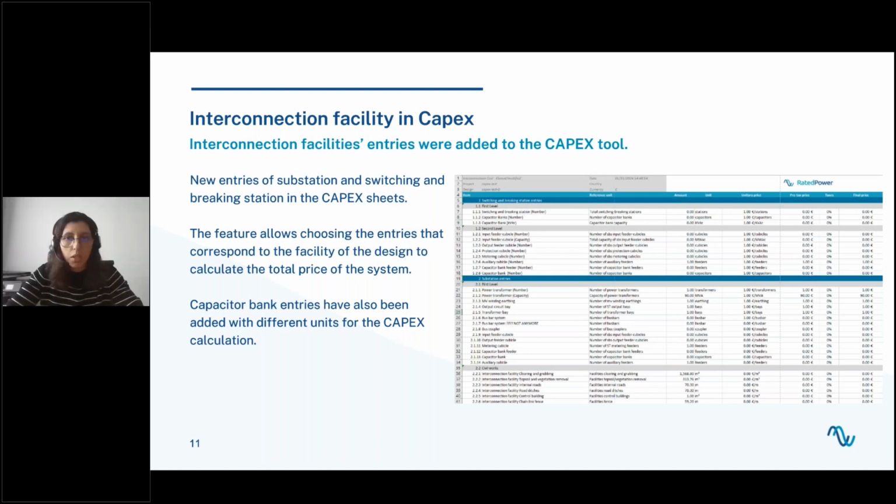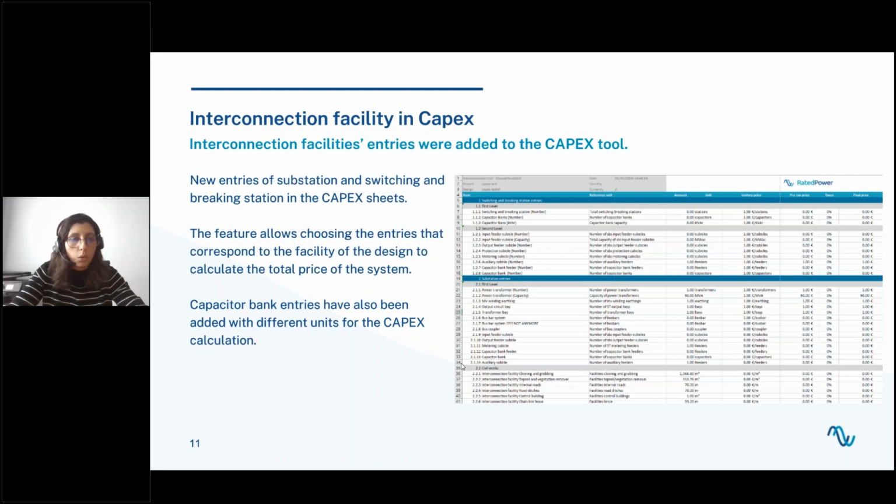We have also added several units that you can choose from, and you can include them directly with your PV plant Capex sheets in order to calculate the total cost of the design. In addition to that, we have also included the capacitor bank entries, since we also have the capacitor bank sizing as a strategy to compensate for the reactive power. So now we include the entries of the capacitor bank in the Capex tool that you can also introduce in the sheets and have them included in the final financial sheet in total Capex.